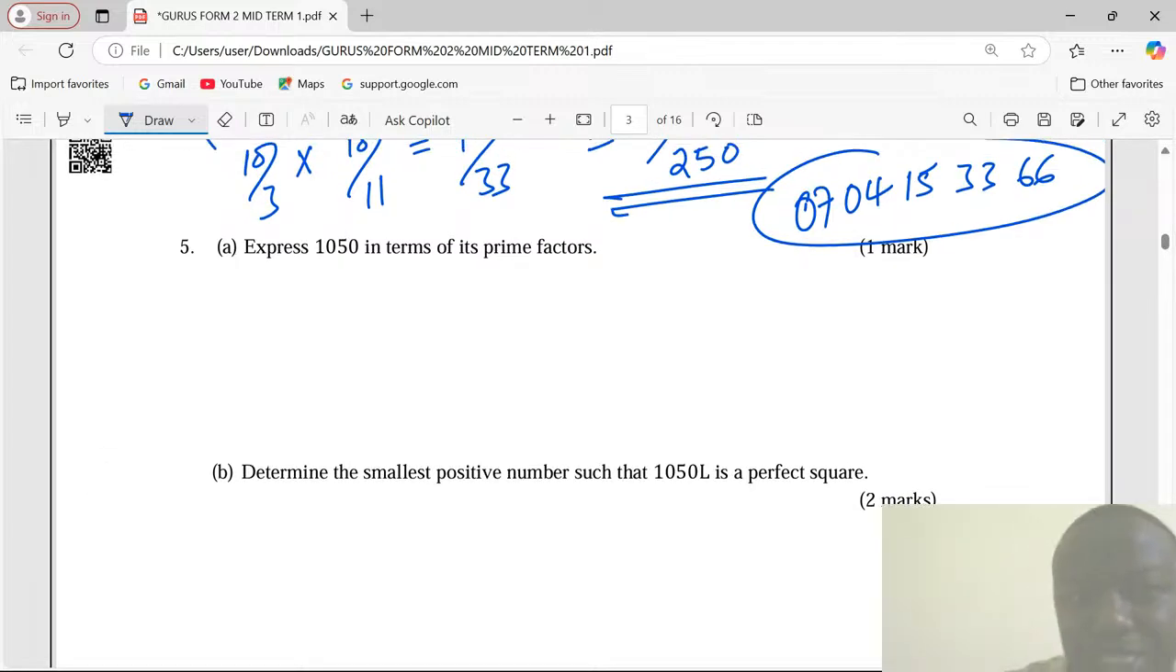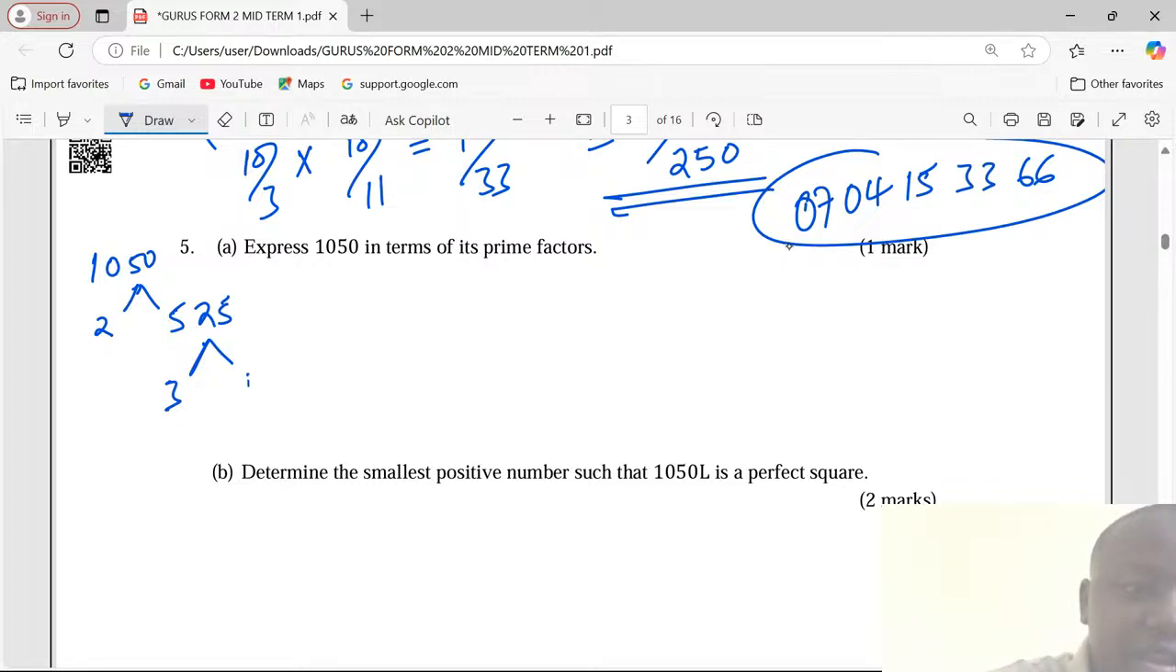Okay, express 1050. So I begin by dividing 1050 with the simplest prime factor, which is 2, because the number is even. 1050 over 2 will be 525. Now the number is no longer even, therefore I go to the next prime factor, and that will be 3. When I divide by 3, I'm getting 175.